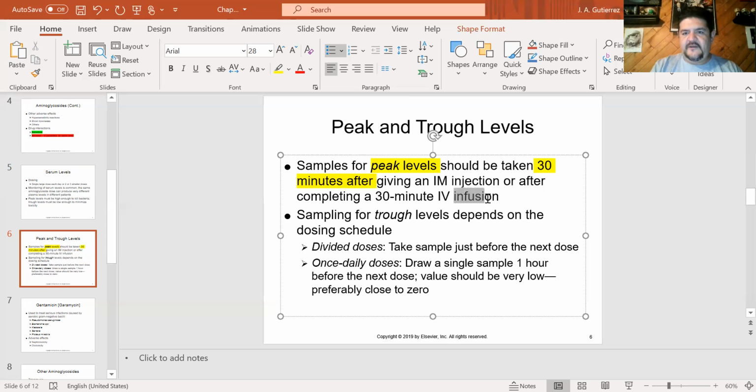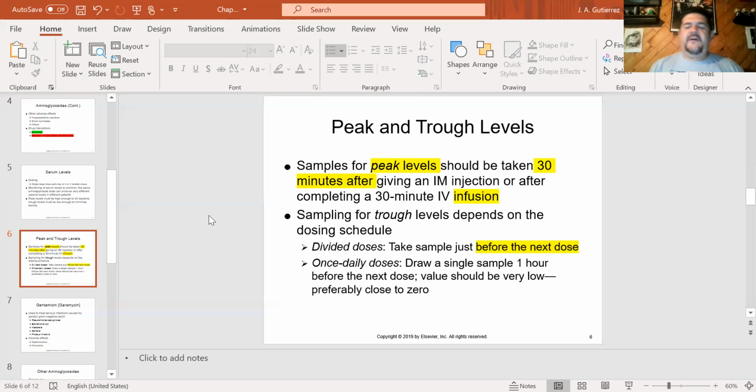And if you notice, we don't push the antibiotic, we infuse it over at least 30 minutes. If they ask for trough levels, then the sample has to be collected just before the next dose. So the NCLEX and the HESI like to put you in case scenarios where they want to see if you know when to get peak levels or trough levels. So be very careful with this slide.